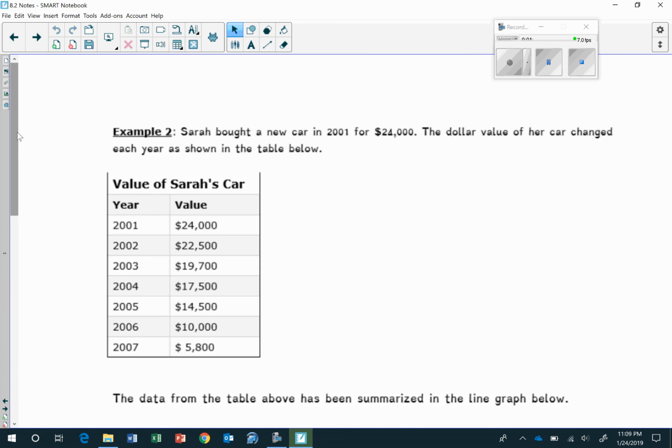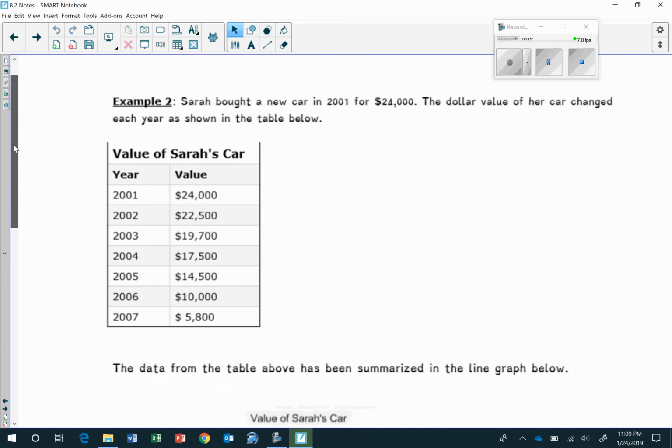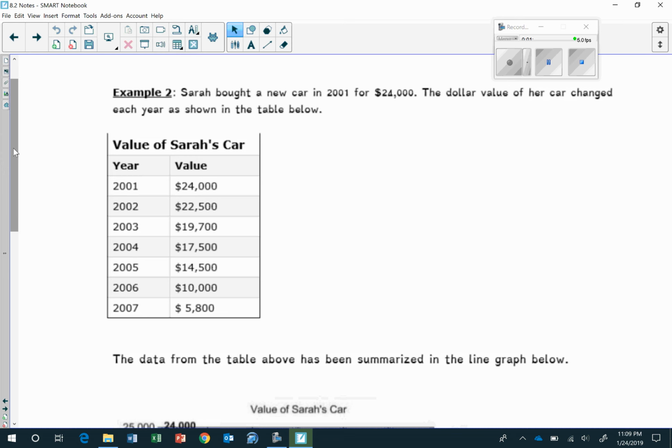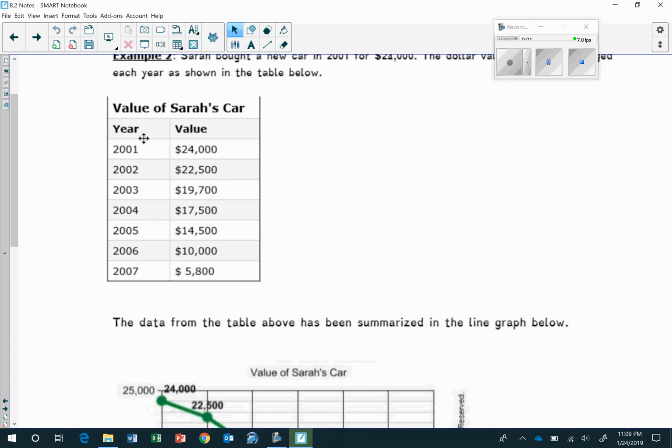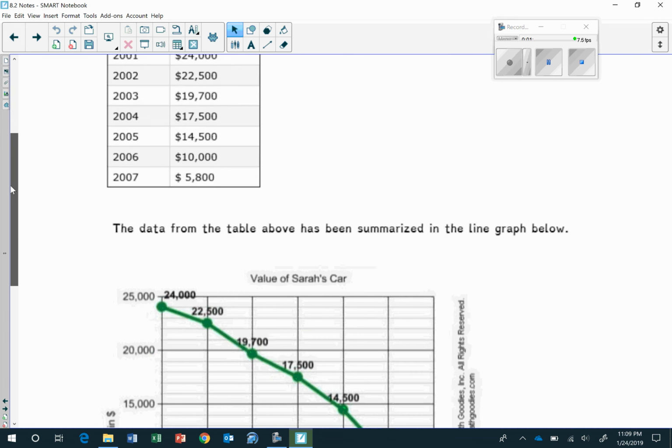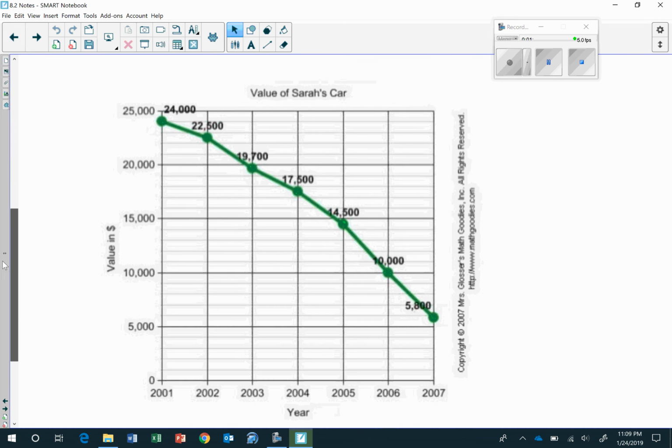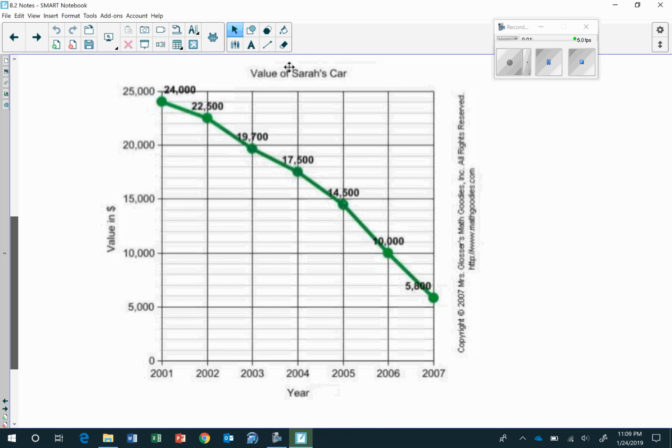Next example is the value of Sarah's car. In case you didn't know, a car loses value basically as soon as you start driving it. So again, it's something changing over time. This time it's dollars changing through the years. So if you look, we have a title for our graph, the value of Sarah's car. We've got the years on the horizontal axis. We've got the value in dollars on the y-axis. And then our points are plotted. As you look, it's a pretty steady decrease as we go through the years.